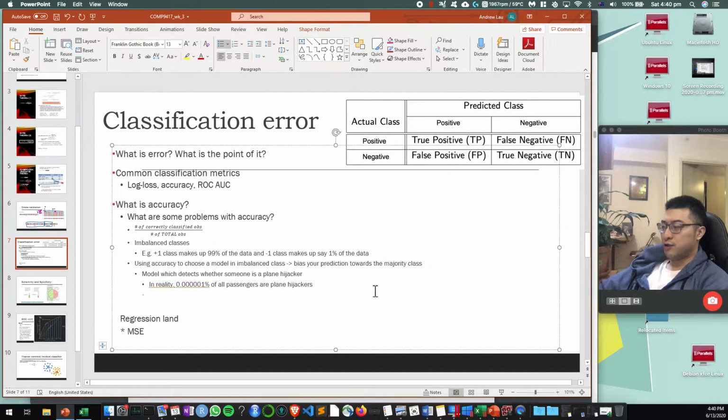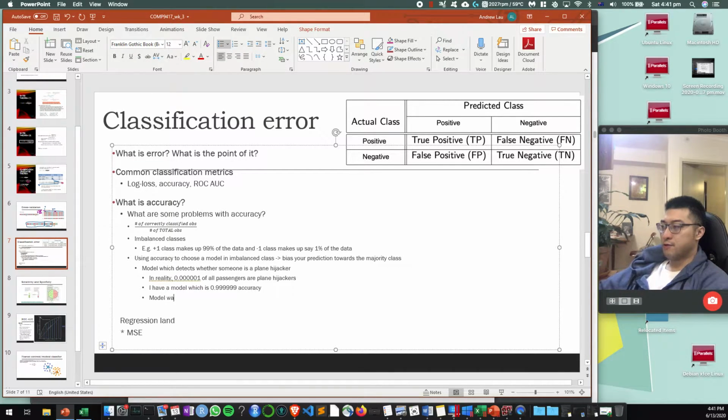Now, what if I told you I have a model which is 99.12345 percent accurate? You'd be like, wow, that's a fantastic model, isn't it? That's great. But what if I told you my model was this?